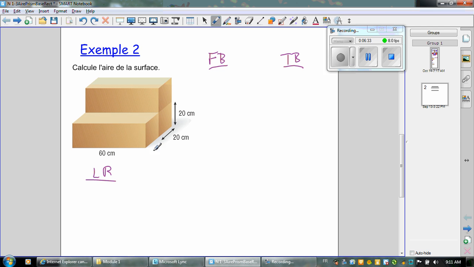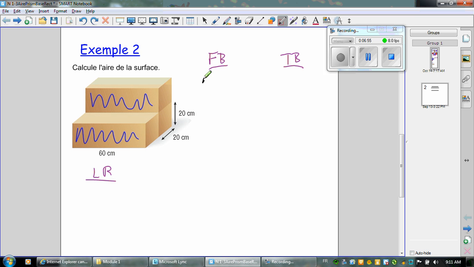Once I found each, I'm going to do the sum, add them all together, and then I will get my surface area. So here we go. If I were to look directly in front, I would see this face here and this face here. More specifically, I would see only those 2 faces. So I would see something like this.